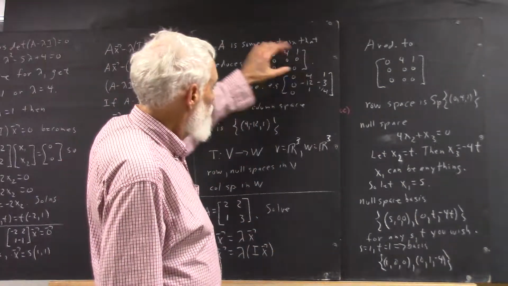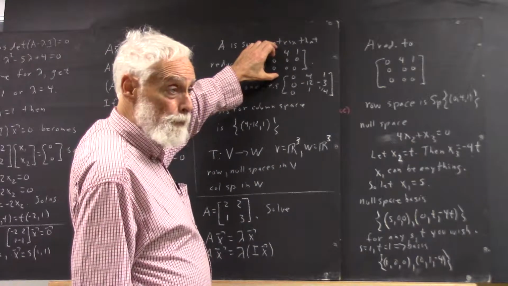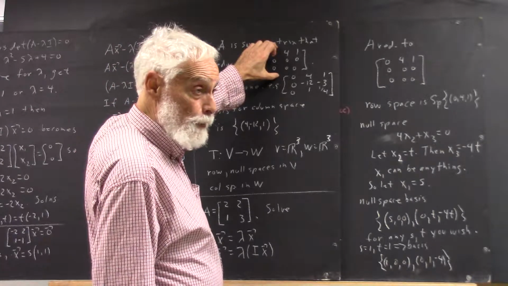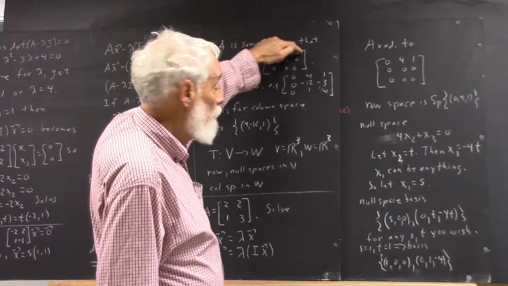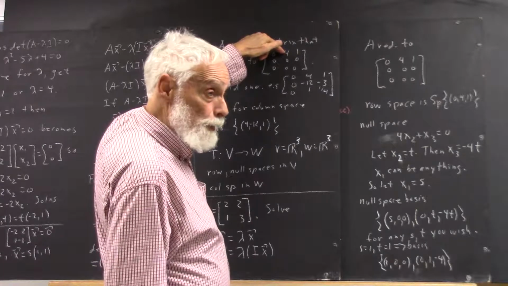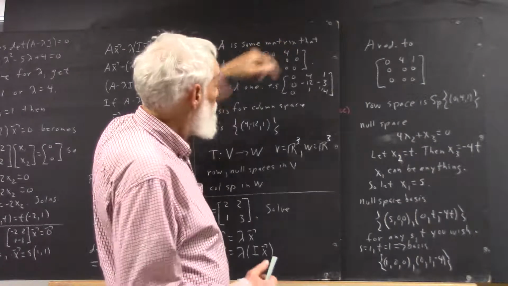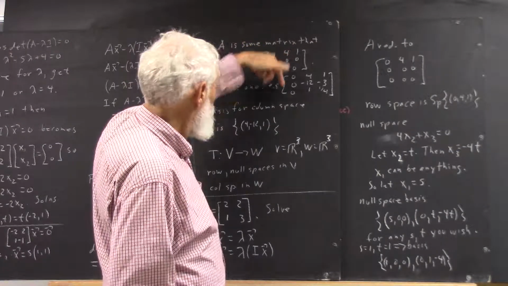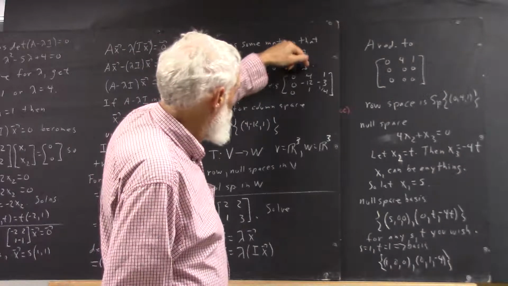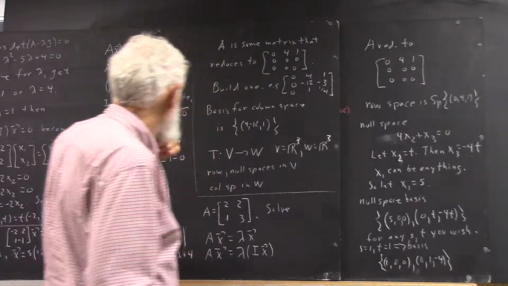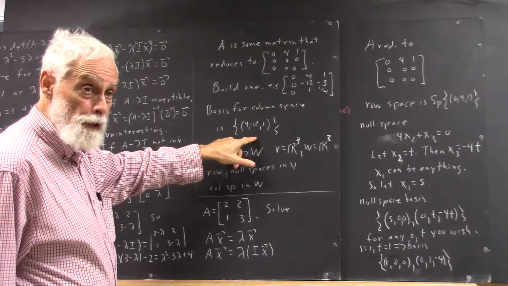In this matrix, it isn't quite reduced to the point where we have a leading one, but one more step, dividing this row by 4, would give us a leading one here, okay? And that's in the second column, meaning that the second column of this matrix is going to be the basis for our column space.